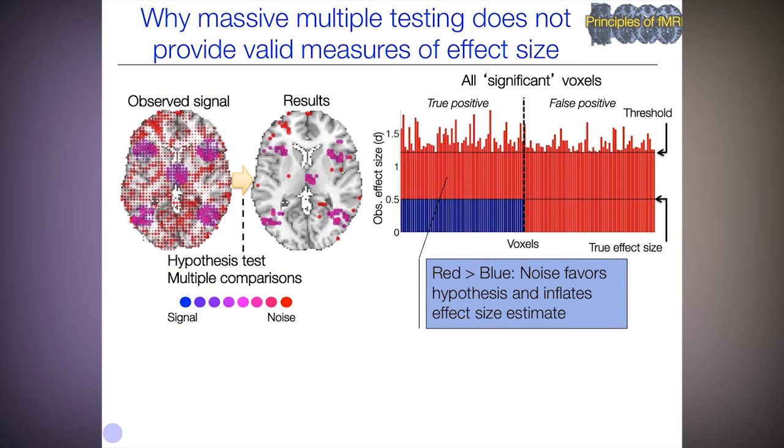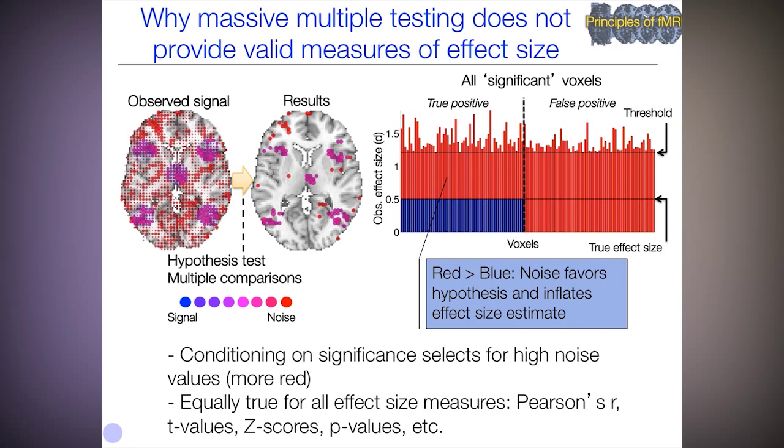And as you can see, thresholding and filtering this, there are more true positives than false positives above threshold, right? But it's a very poor method overall for picking out the real signal. So if you're going to understand a brain mapping analysis, this is something we have to be aware of and live with. So there, in the red areas, the noise actually favors the hypothesis and inflates the effect size estimate.